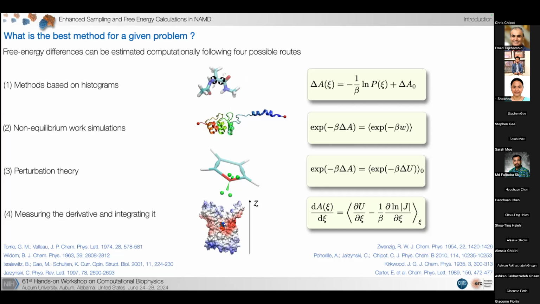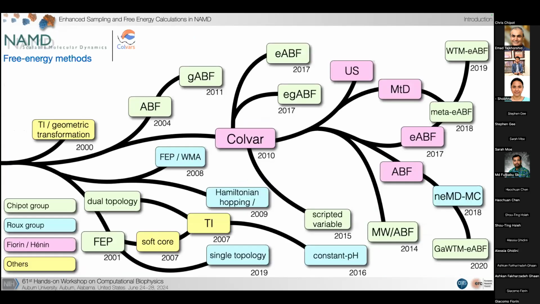So don't be scared. This is just like the introduction. I'm going to go through each of these methods one by one. All of this is available in NAMD. So this is the phylogenetic tree of free energy methods in NAMD.